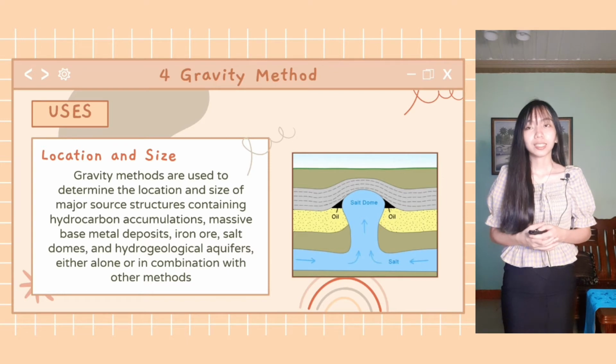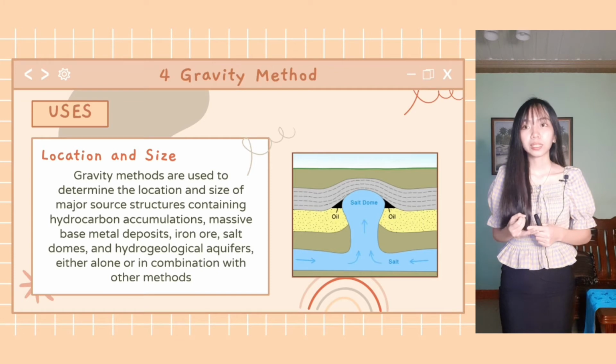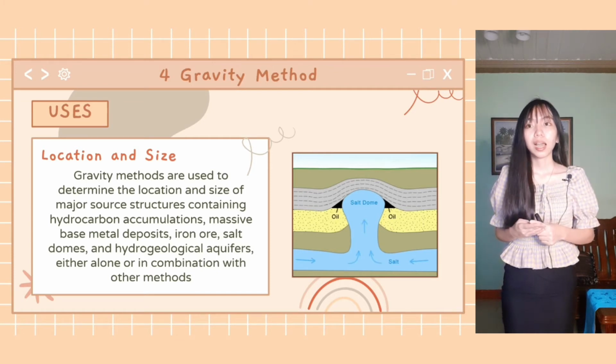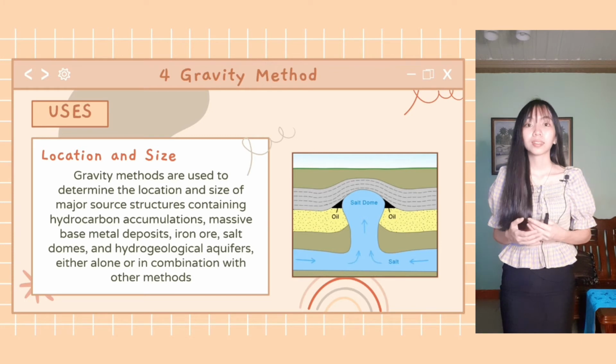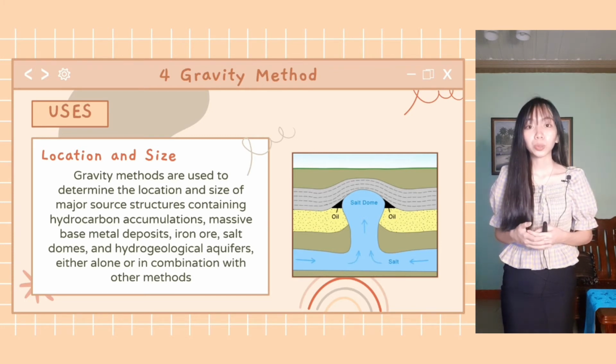First is the location and size. Gravity methods are used to determine the location and size of major source structures containing hydrocarbon accumulations, massive base metal deposits, iron ore, salt domes, and hydrogeological aquifers, either alone or in combination with other methods such as magnetotelluric. And the figure shown on your screens right now is an example of a salt dome.